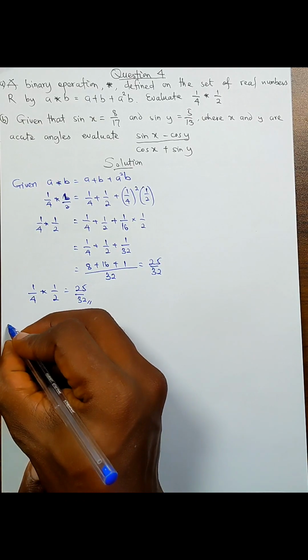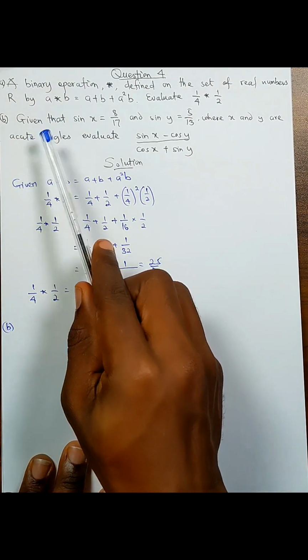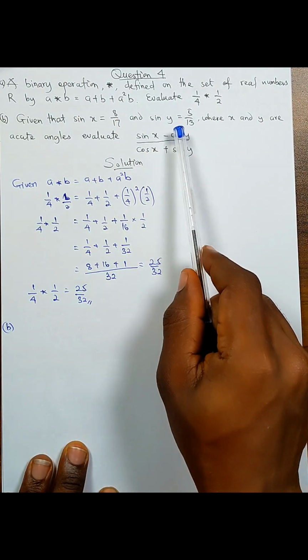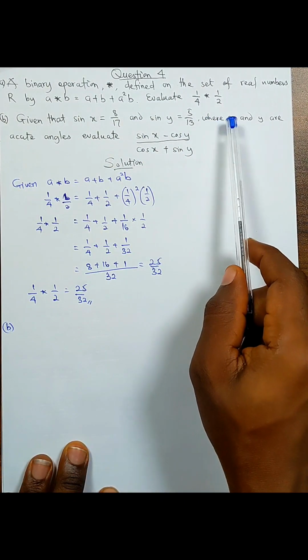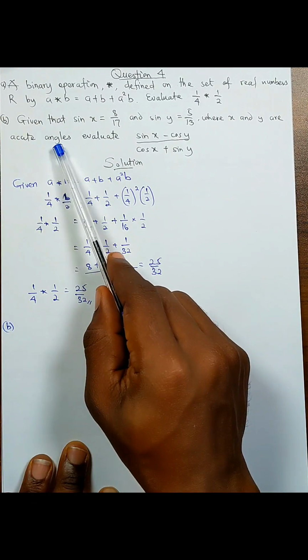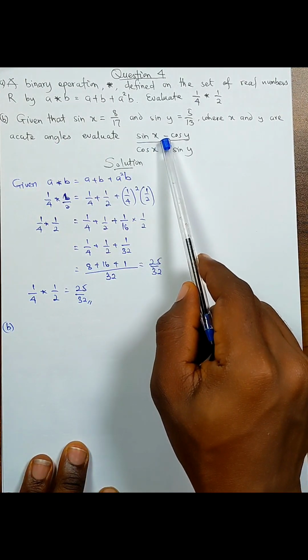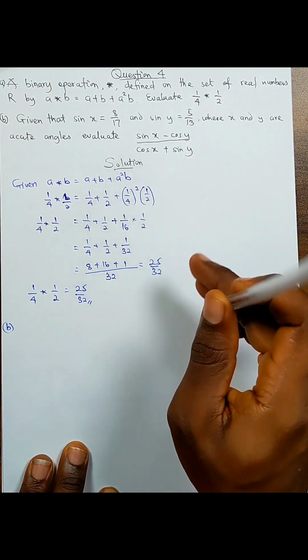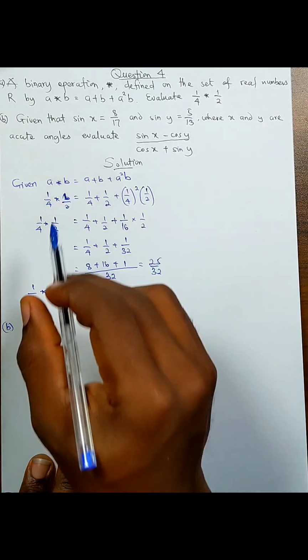So let's go to the B part. It says that given that sine x is equal to 8 over 17 and sine y is equal to 5 over 13, where x and y are acute angles, evaluate sine x minus cos y all over cos x plus sine y. To solve this, it is very advisable to draw this.